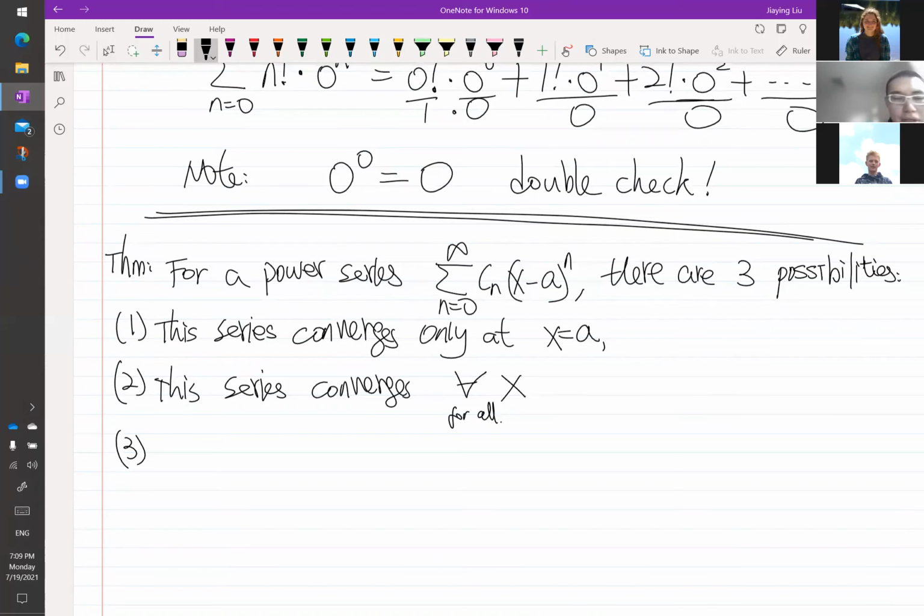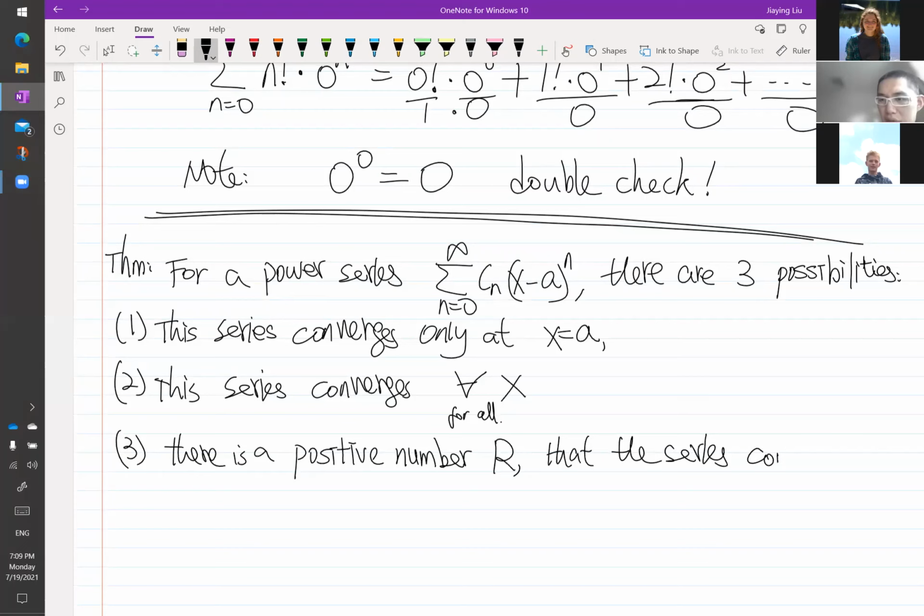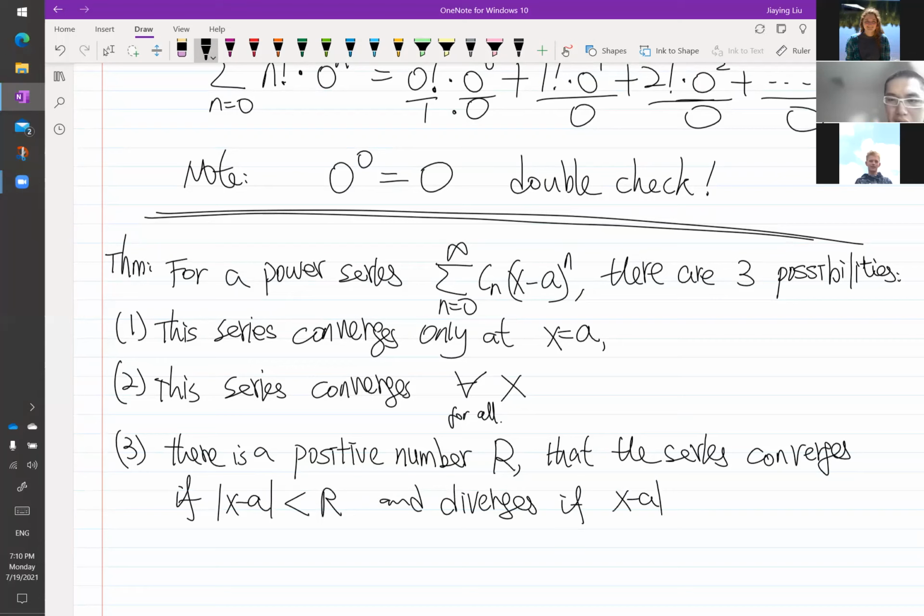And then the third case is that there is a positive number R such that the series converges on the interval, converges if the absolute value of x minus a is less than R, and diverges if the absolute value of x minus a is greater than R. So those are the 3 possibilities when you look at a power series.